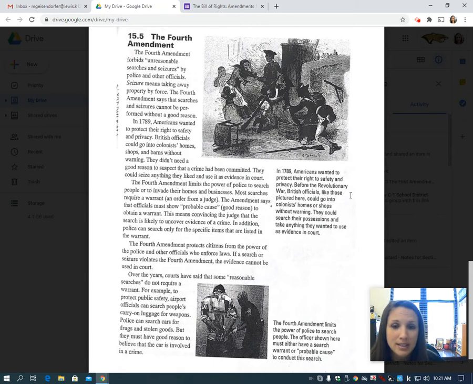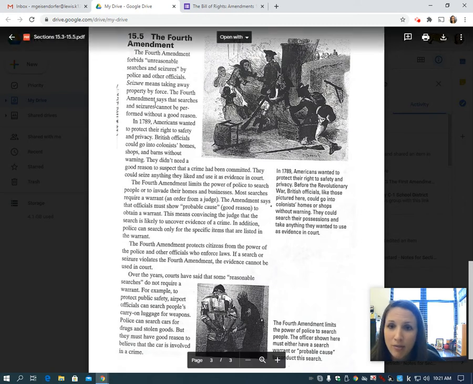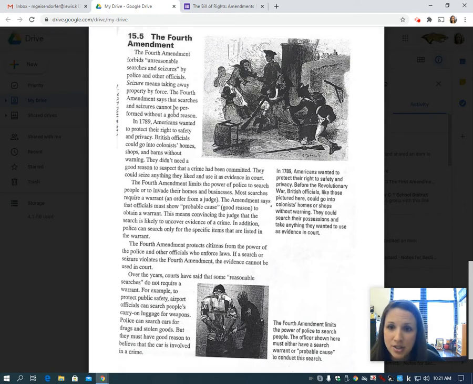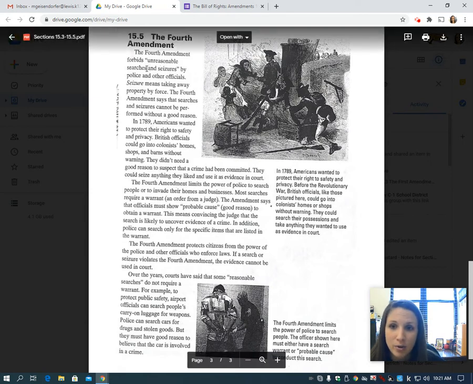Right? So once again, if we want to look back to see what does the Fourth Amendment give you the right to do, okay, it tells you right up here. The Fourth Amendment says that searches and seizures cannot be performed without good reason. Okay? So, in other words, it forbids unreasonable searches and seizures by police.